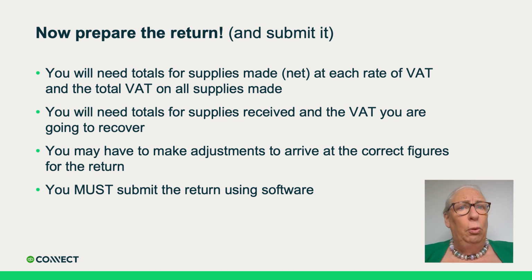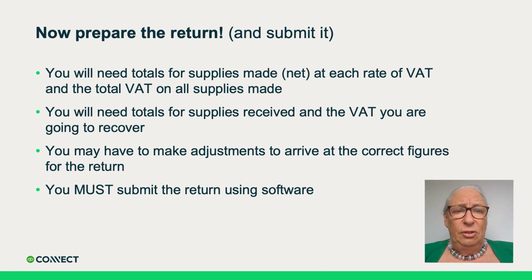Now, examples of businesses that might need to make an adjustment include anyone selling under the margin scheme, so a second-hand car dealer, or someone dealing in antiques or collectibles. You may make supplies under what's called TOMS, the Tour Operators Margin Scheme, or you might be partially exempt. That means some of your supplies are not liable to VAT at all.